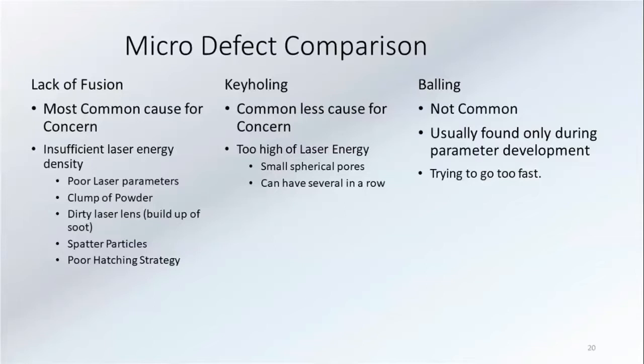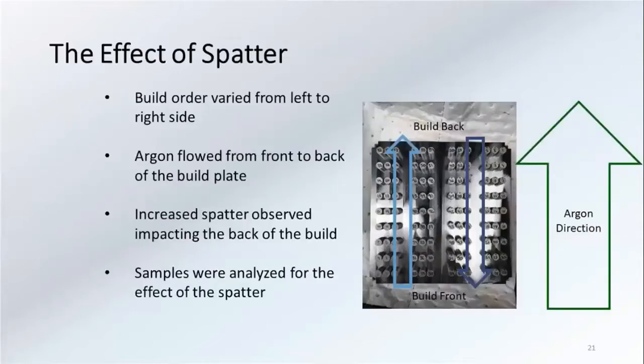Keyholing, again, gives small spherical pores, and they tend to have several in a row. Balling typically doesn't cover a lot. So I'm going to speed up a little bit. Some of the effects of spatter, I'm going to jump through this because there's some more good stuff on the other side of this. And we're running low on time.